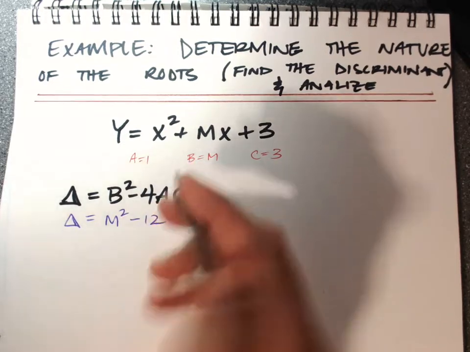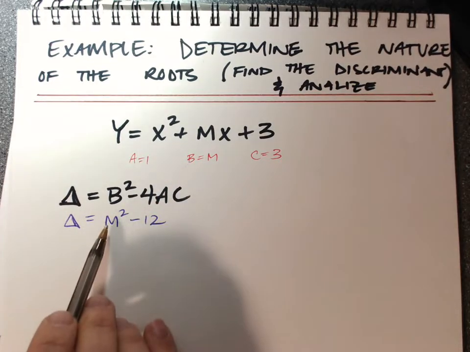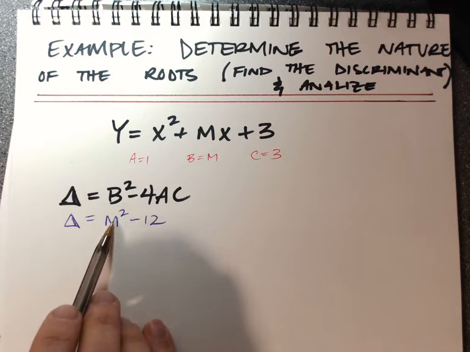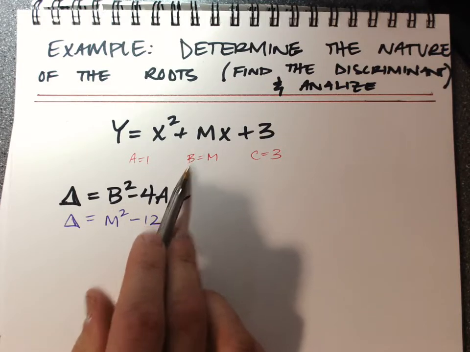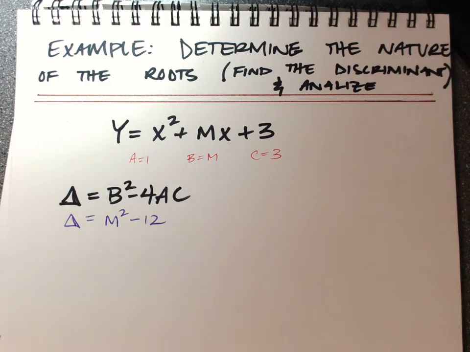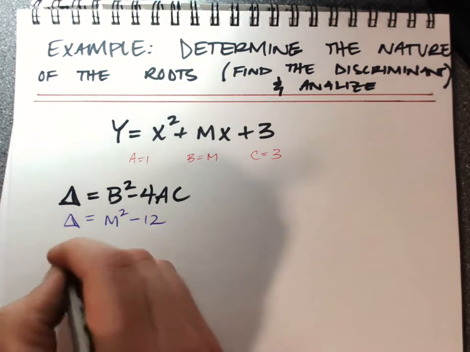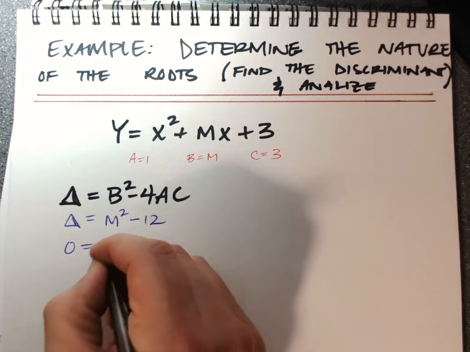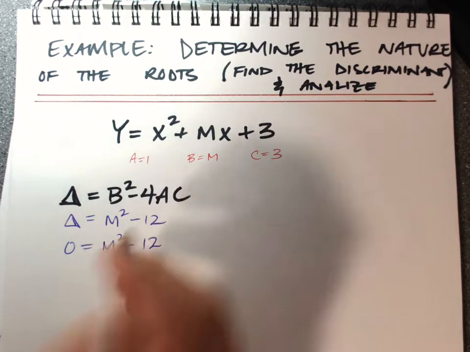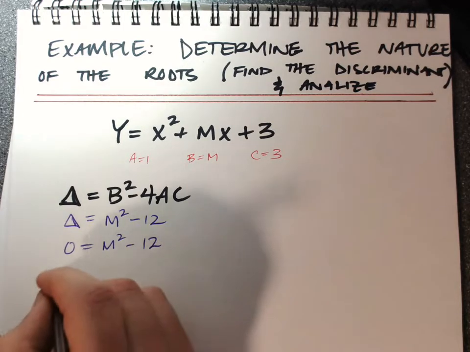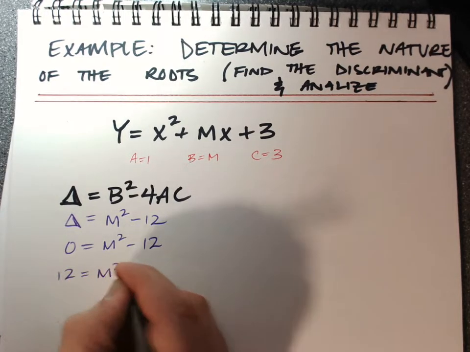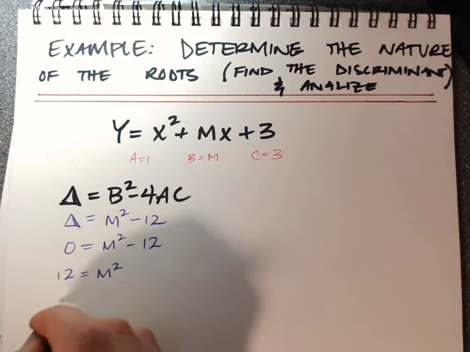Okay, now this one is going to have two values, and that is because the m is in the b spot. The previous example only had one value in which it's equal to 0. That's what I'm referring to. In this case, there will be two. So we'll solve for m. If we add 12 to both sides, m squared is 12. And then we're going to square root.